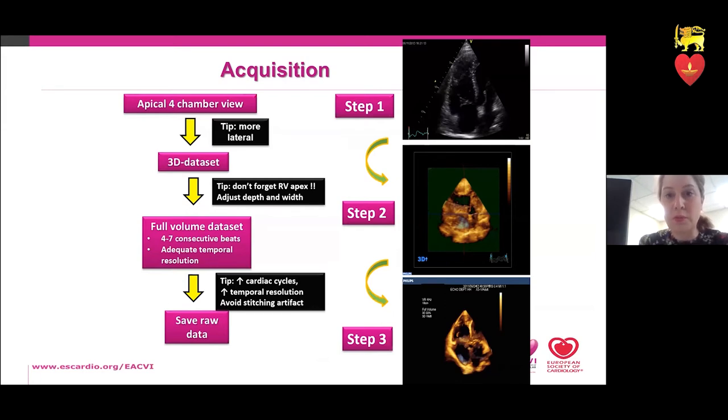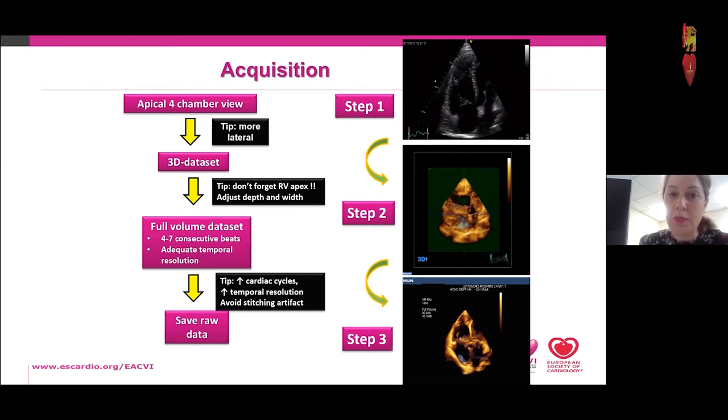So in order to get a good 3D of the right heart, you need to go more lateral in order to get an on-axis view of the right heart, to be able to have the whole chamber of the RV. Remember, the most common limitation of 3D is that when you have a dilated right ventricle, you might not be able to get the whole RV apex. But if you adjust the depth and the width and go more lateral, with a little bit of learning curve, you will most likely get the whole of the right ventricle.